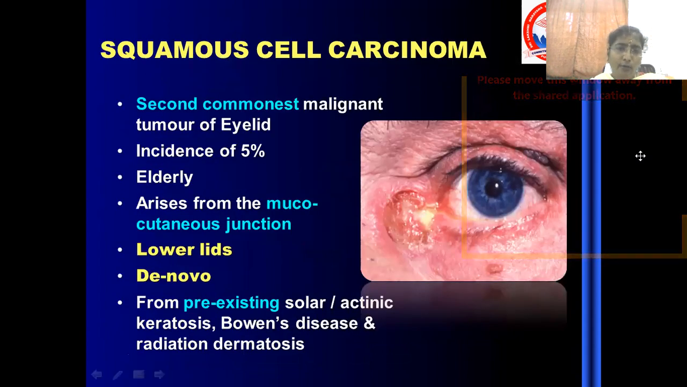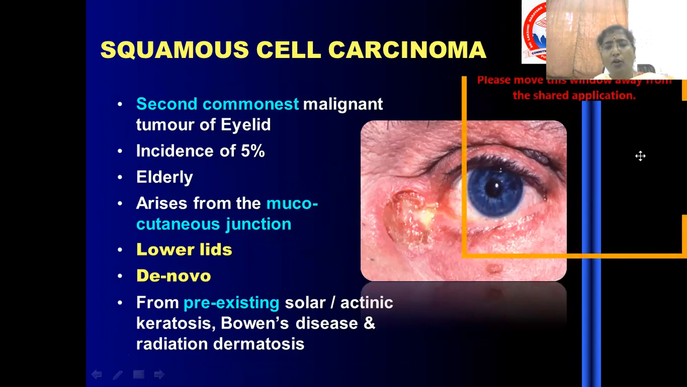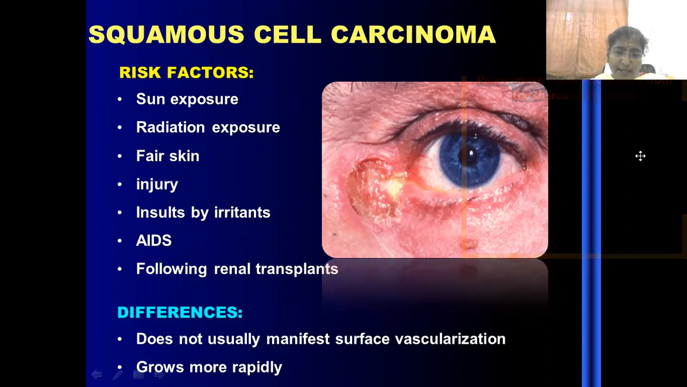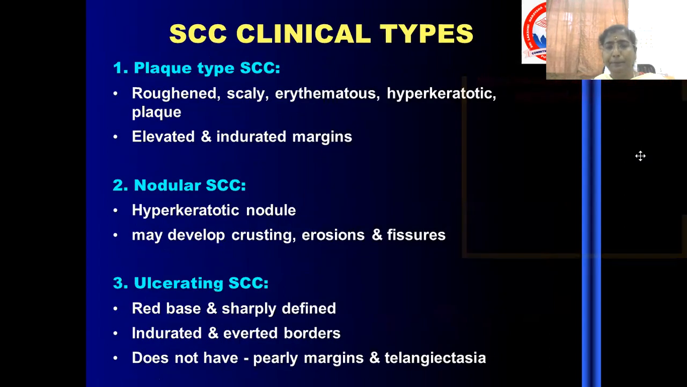Squamous cell carcinoma is the second commonest malignant tumor of the eyelid, with an incidence of 5%, and it occurs in the elderly. It arises from the mucocutaneous junction. In the lower lids, it arises de novo or from pre-existing solar or actinic keratosis, Bowen's disease, or radiation dermatosis. Risk factors include sun exposure, radiation exposure, fair skin, injury, insults by irritants, AIDS, and following renal transplants. Difference from BCC is that it usually does not manifest surface vascularization and grows more rapidly.